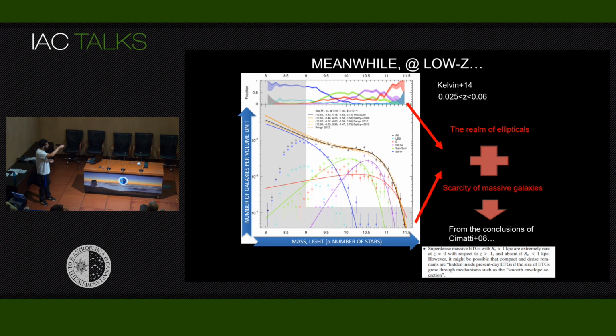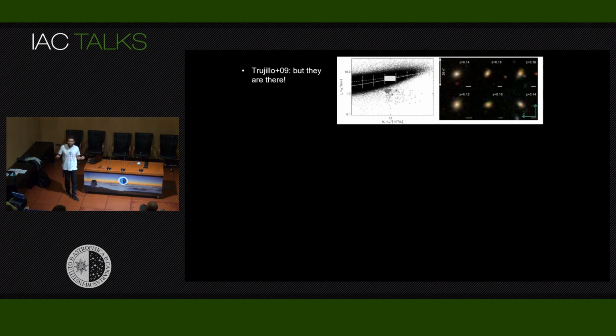That made people think, again, 10 years ago or so, for example in this wonderful paper by Andrea Cimatti, that superdense massive early-type galaxies with very small radii are extremely rare at z=0. However, it might be possible that they hide in the cores of present-day ellipticals. Well, people thought that the local universe was devoid of these objects. But Nacho said, no, I don't believe it. This is a lesson I learned at the beginning of my PhD, to always question what people take for granted. Nacho saw the same paper as I read, and he said, no, I don't believe it.